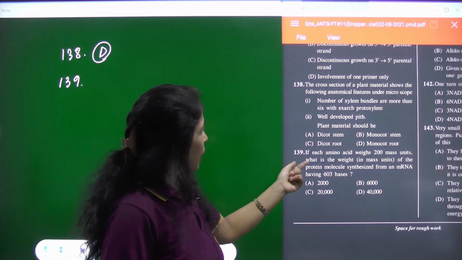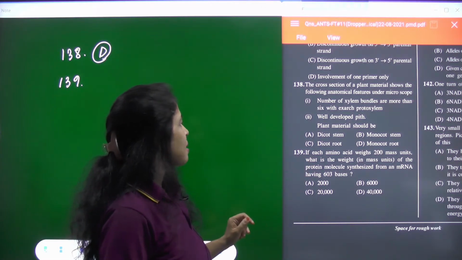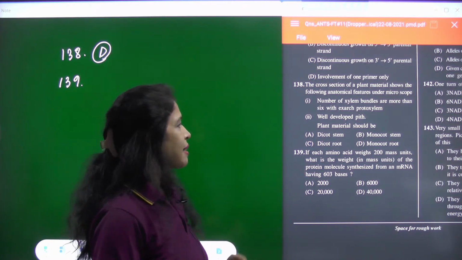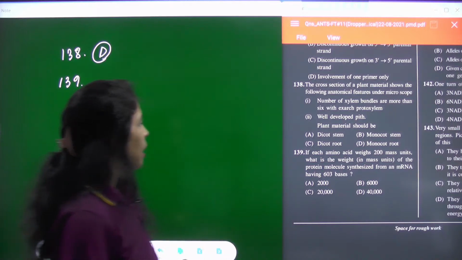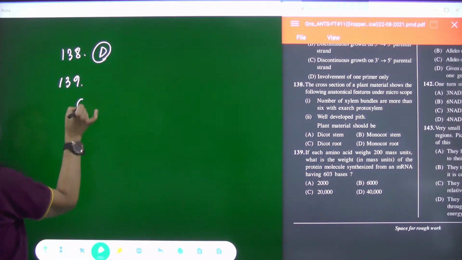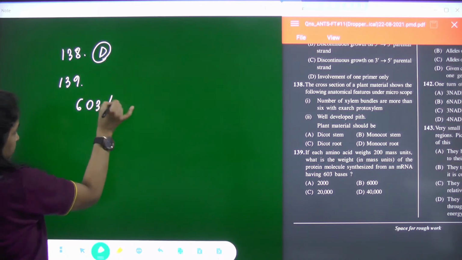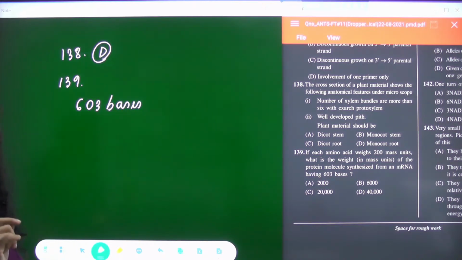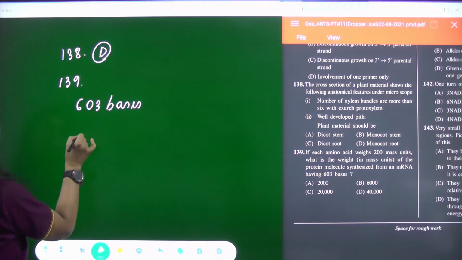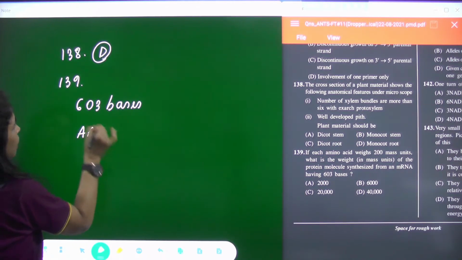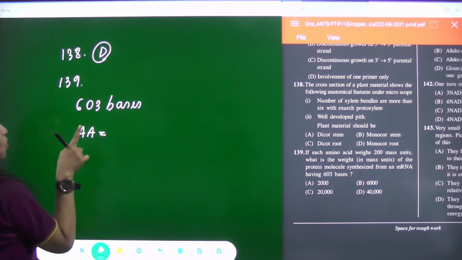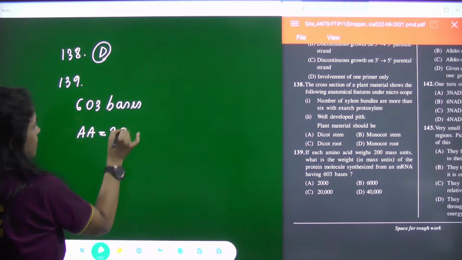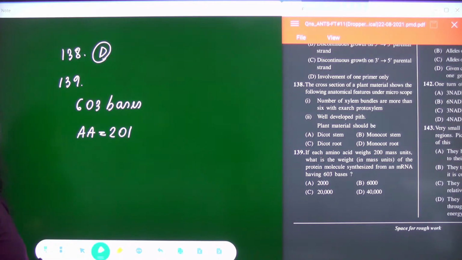If each amino acid weighs 200 mass unit, what is the weight of the protein molecule synthesized from an mRNA having 603 bases? Okay, students, 603 bases means how many amino acids? Number of amino acids will be how many? Because one amino acid means 3 bases, the number of amino acids will be 201.